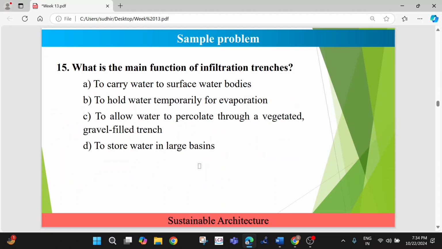So let's move to question number 15 then. What is the main function of infiltration trenches? So why is it important, or what is the function of providing infiltration trenches?